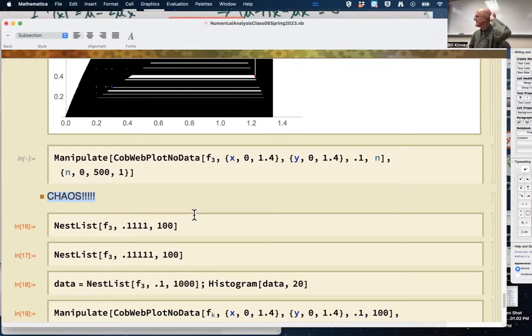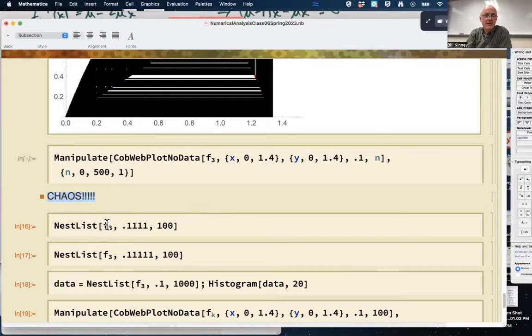What's chaos? It's where the numbers go all over the place. Well, that's not the official definition. The official definition of chaos and chaotic behavior is difficult to explain in a short amount of time. One big characteristic of it is that it's very sensitive to initial conditions.